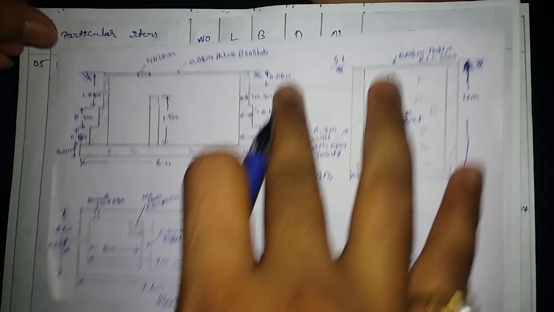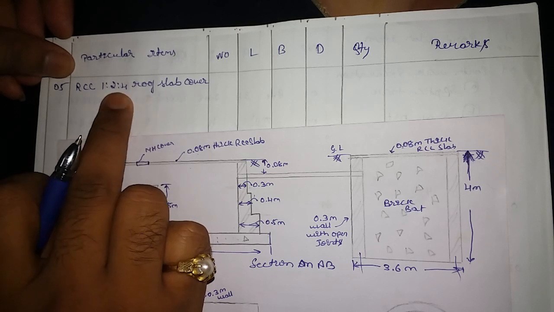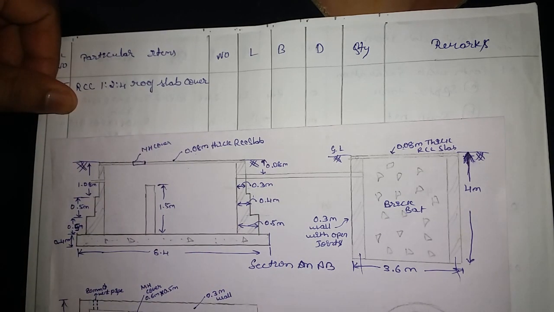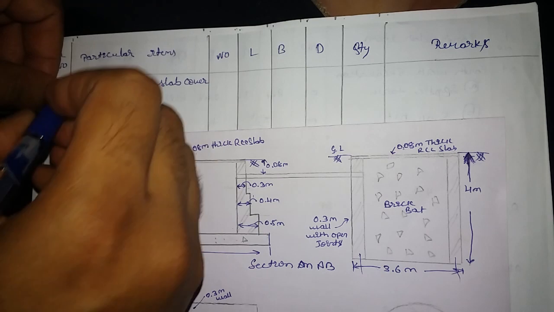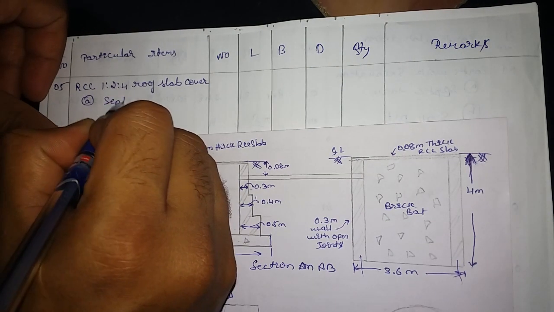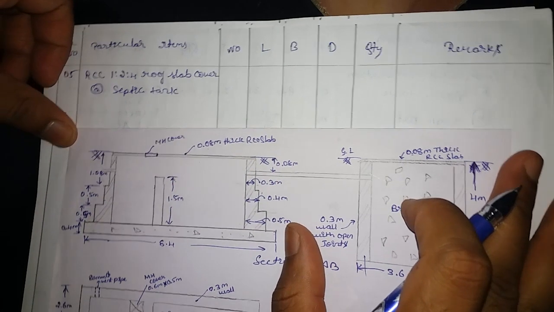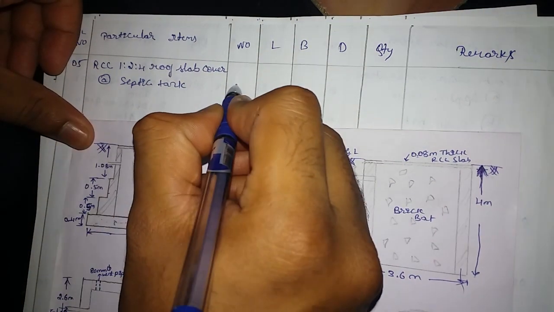So the fifth step is to find out the RCC. That is what I have written, RCC 1:2:4 roof slab cover. You already noticed that there are two different covers. One is for the septic tank, and for the soaking pit we have one more cover. For that purpose I am taking it here clearly and specifying. First we will find out for the septic tank cover, then we move on to finding out the other part. The number of septic tank covers is only one.